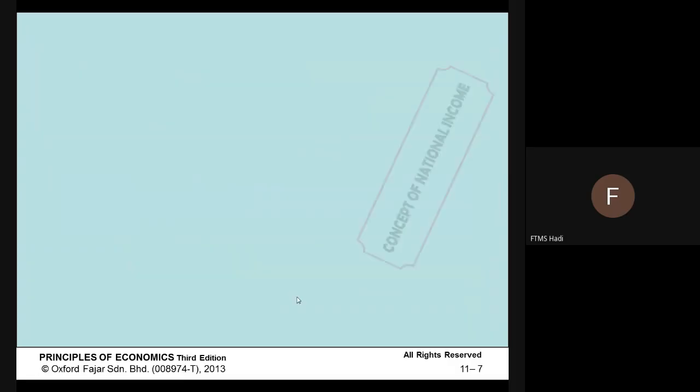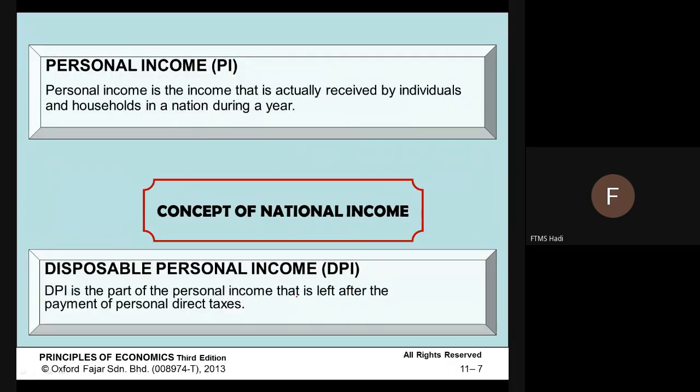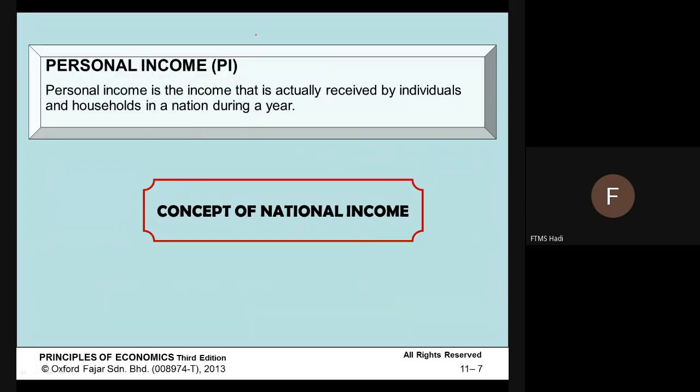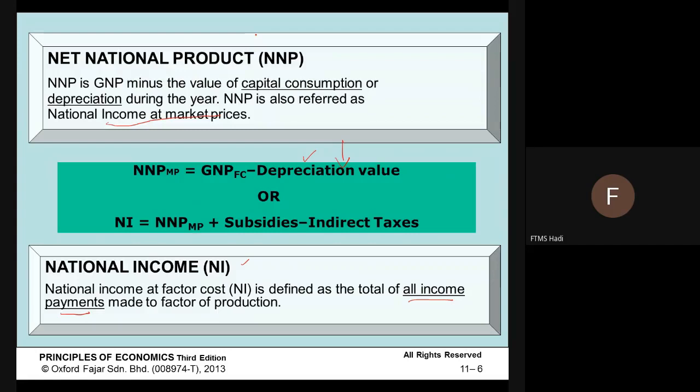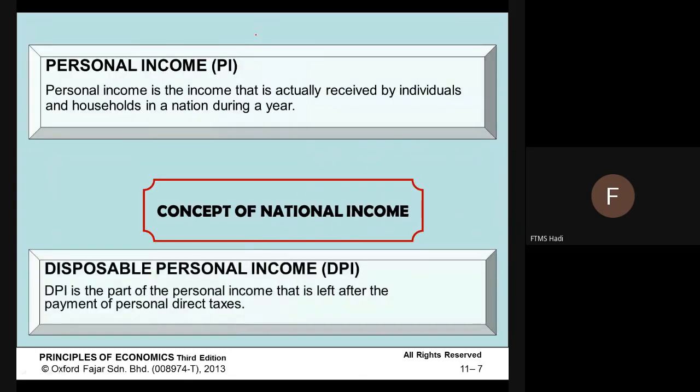While we have already covered the business part earlier, this part is more on the government and business side. This one is more on the personal part, the individual, citizen or society part. Personal income is the income actually received by individuals and households in a nation during a year. That means the total of households. Let's say in Malaysia, we have 32 million people.